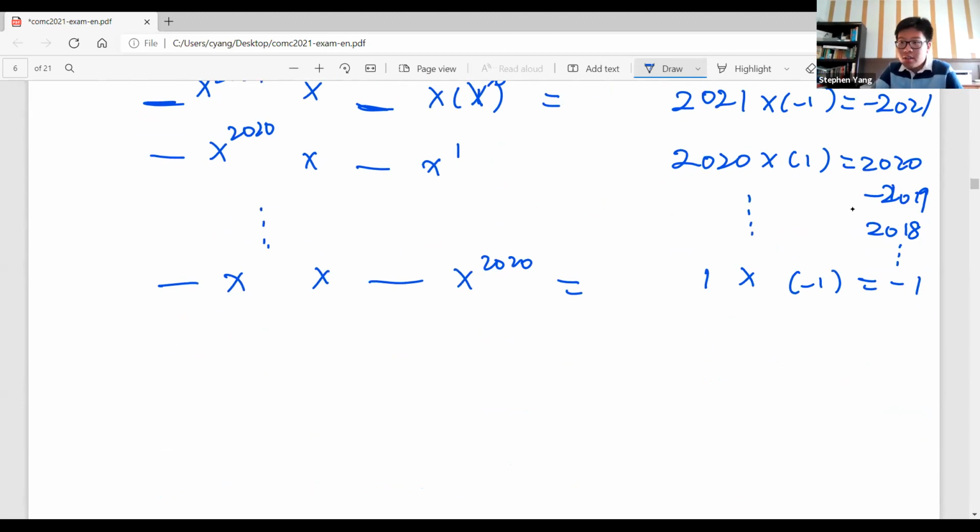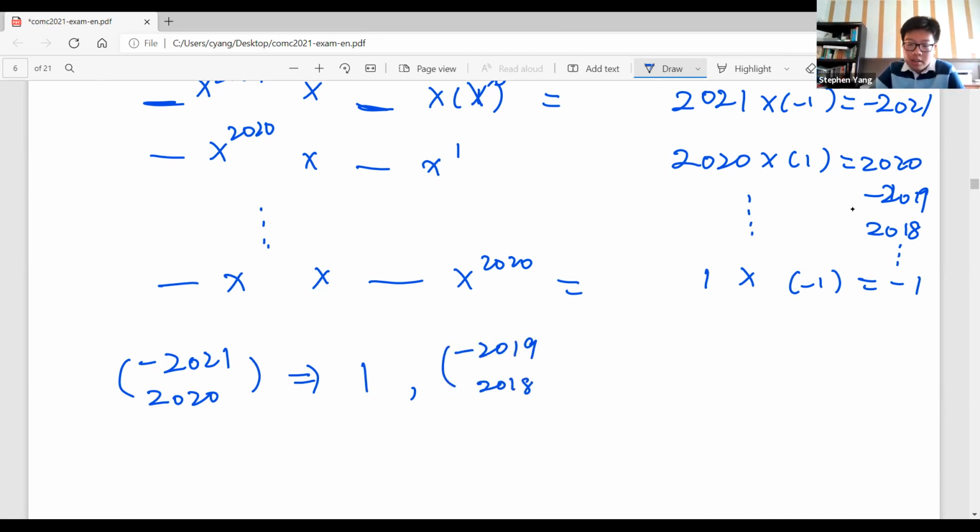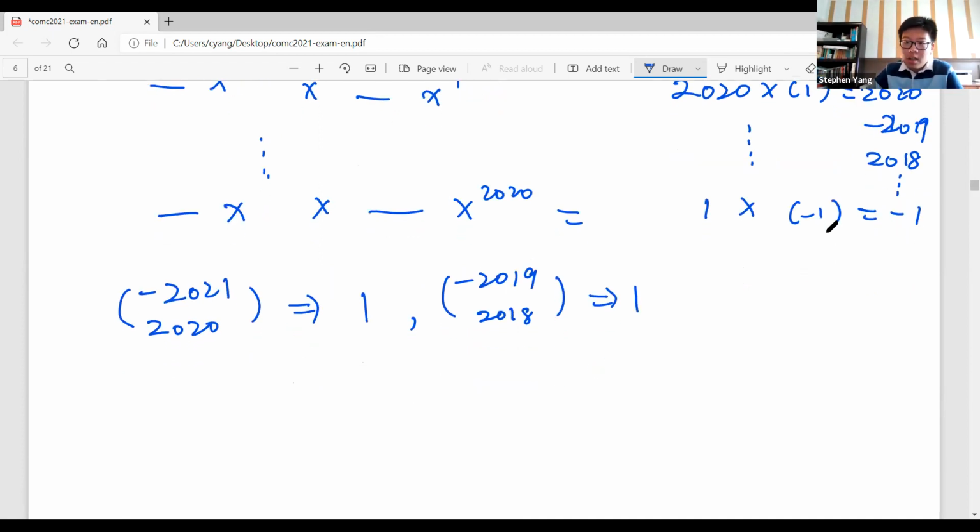Okay, first let's group them up. So we have negative 2021 and positive 2020. If we add these two together, we'll get 1. And then we group the next one. So that is negative 2019 and 2018. You group these together, you have another 1. Okay, so until you can group negative 3 and 2, so this will also give you a 1.